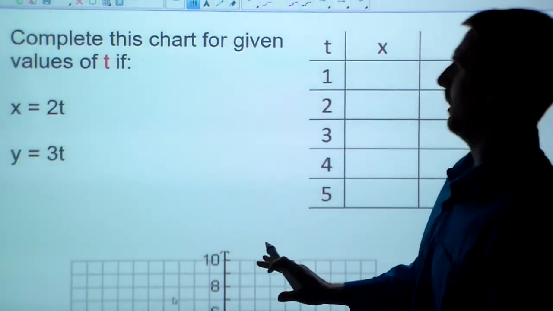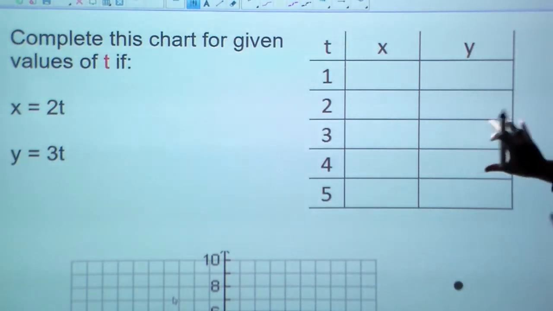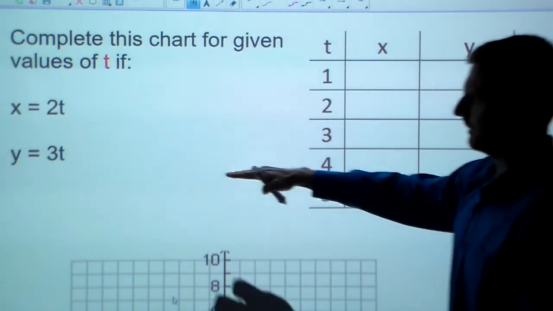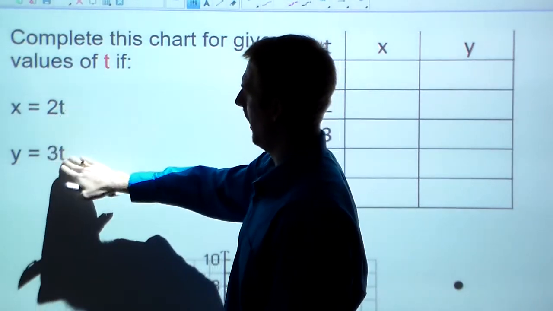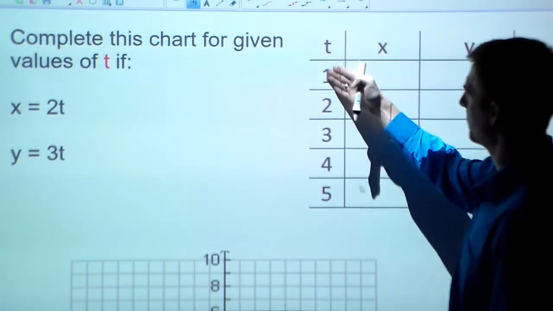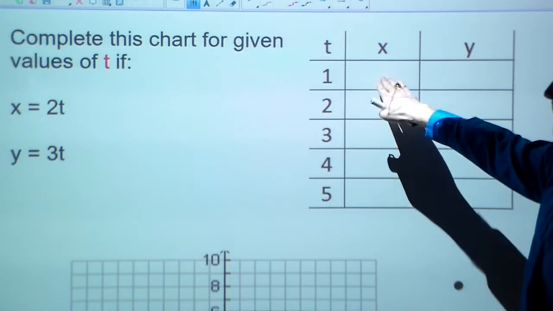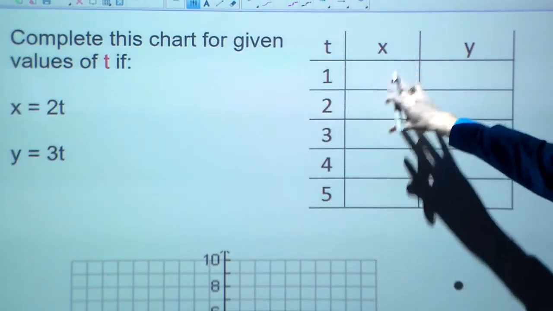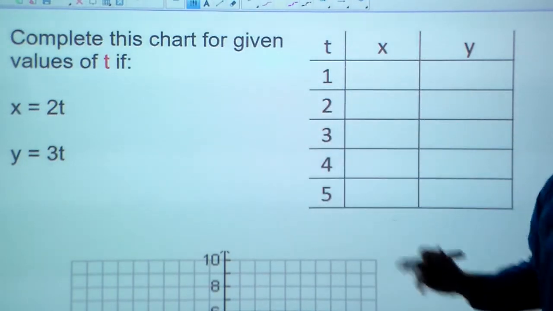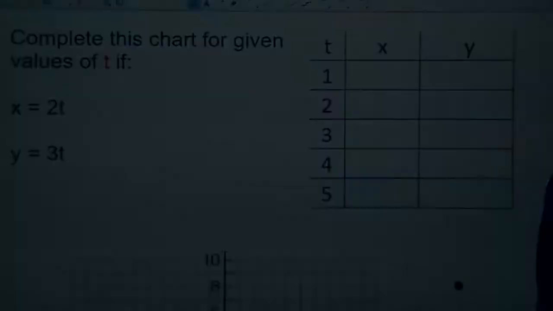What I recommend right now is just pause this and fill in this chart. You've been given x equals 2t, y equals 3t, and I've given you some t values, so plug those in and see what you get for x, see what you get for y. Take a moment, fill this out. When we come back, I'll have it filled out for you.